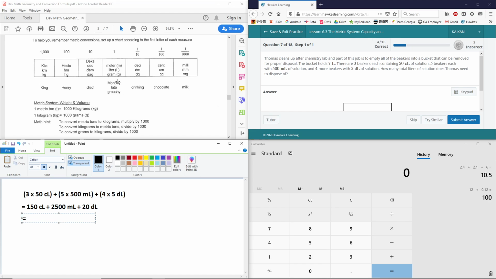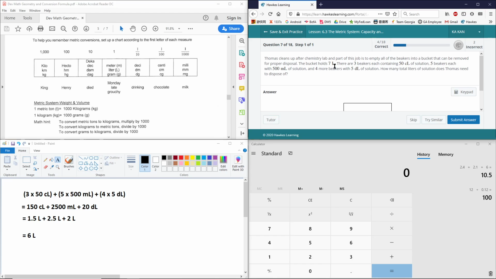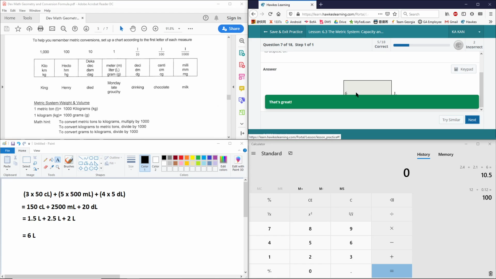This is centi. Going to liter means you have to go to the left 2 times. So that will be 1.5 liter plus 2500 milliliter. Milli goes to the left 1, 2, 3 times to the liter. So that will be 2.5 liter plus 2 liter, because 20 deciliter, you move to the left 1 time, right? So that'll be equal to 4 plus 2, that's 6. So that's 6 liter. That means that you're not going to overfill that bucket. So that's good. But the answer is 6, and that's that.